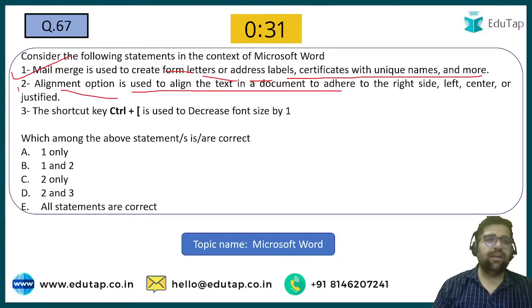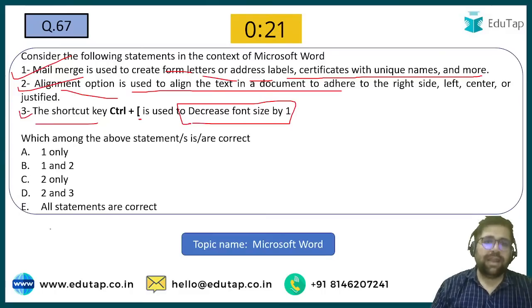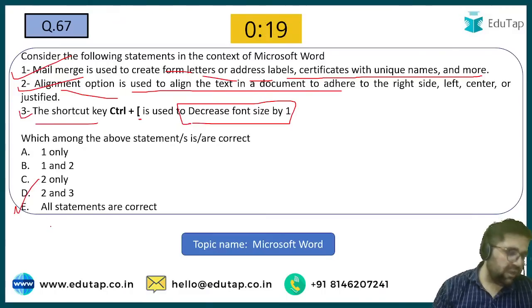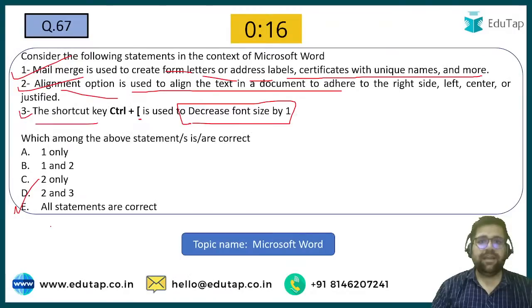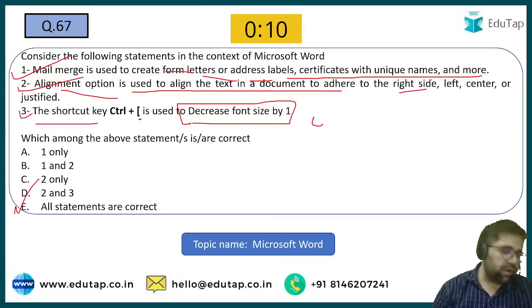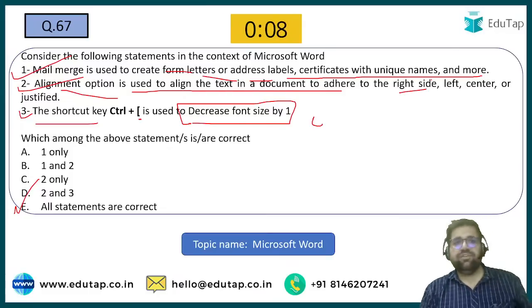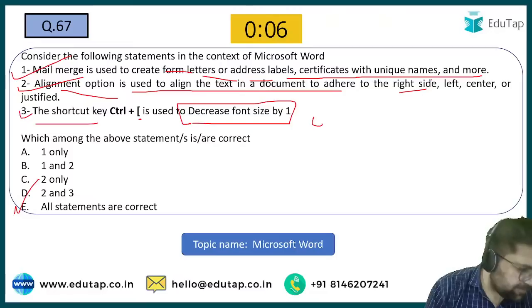Alignment option is used to align text in the document. This is also correct. The shortcut key Control and this particular type of bracket is used to decrease font size by one. Now this statement is tough, but the rest of the statements are true. Here the answer will be E, that is all of the above. Now tell me, what is the shortcut key for right side alignment in MS Word? Let's revise certain generally used shortcuts.